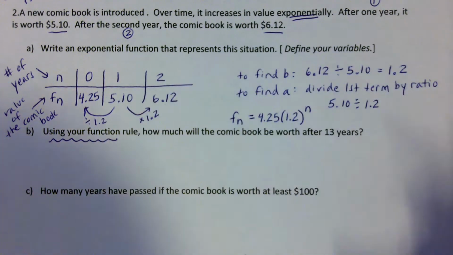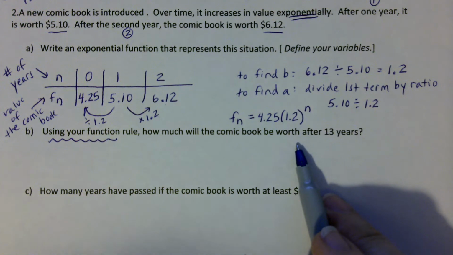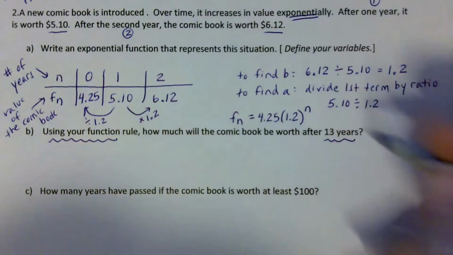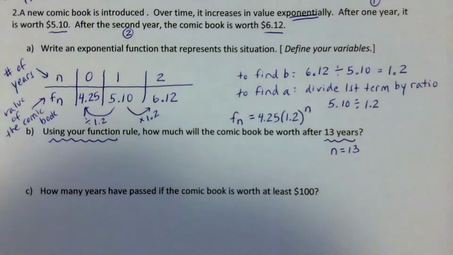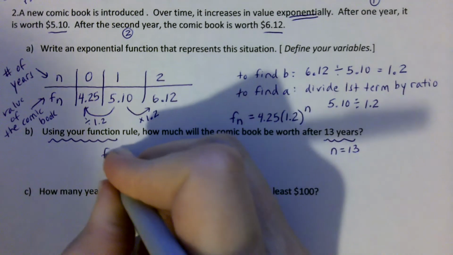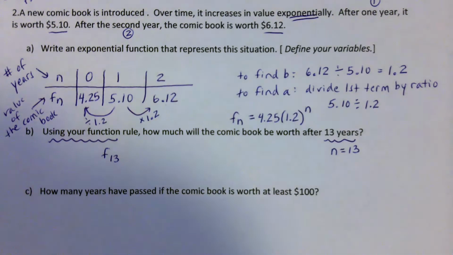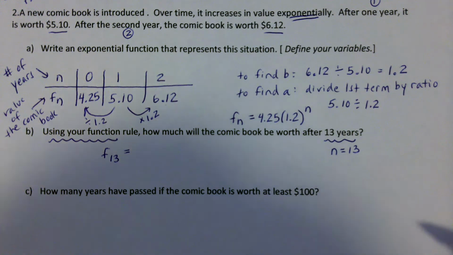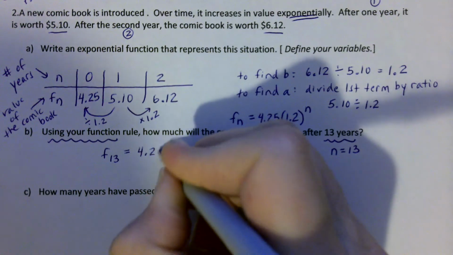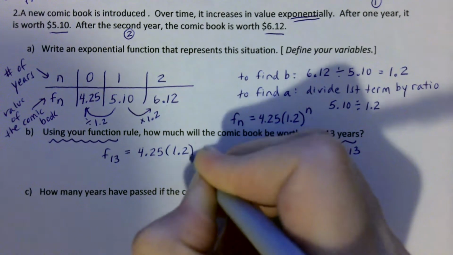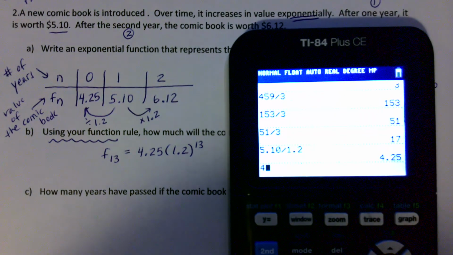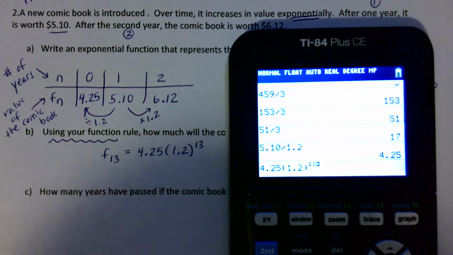Okay, using your function rule, how much will the comic book be worth after 13 years? So years is my n value. You were just told n equals 13. So I'm going to take my equation, and wherever I see n, I'll replace it with 13. F sub 13, my 13th term, after 13 years, is 4.25 times 1.2 to the 13th power. Grab your calculator. 4.25 times 1.2 to the 13th power.